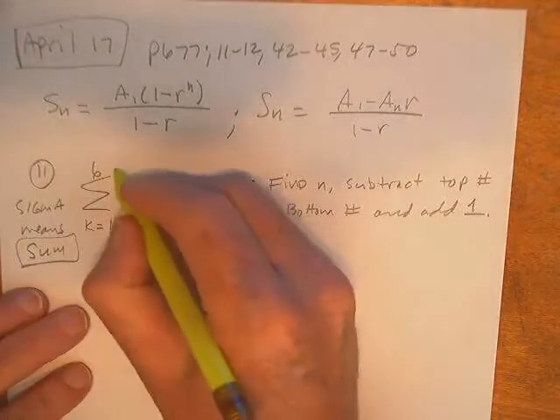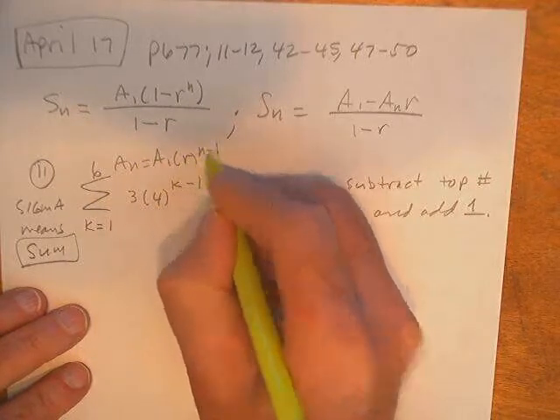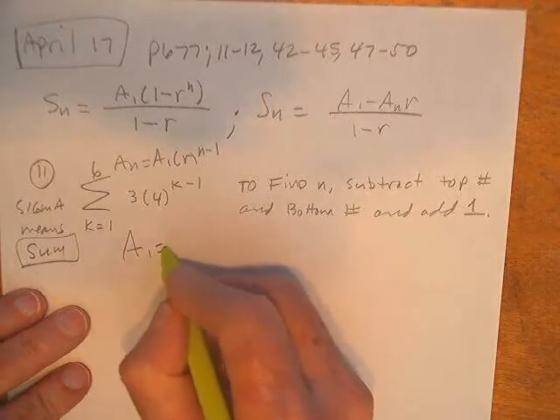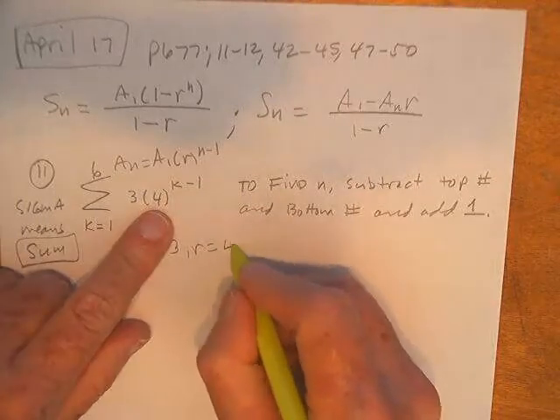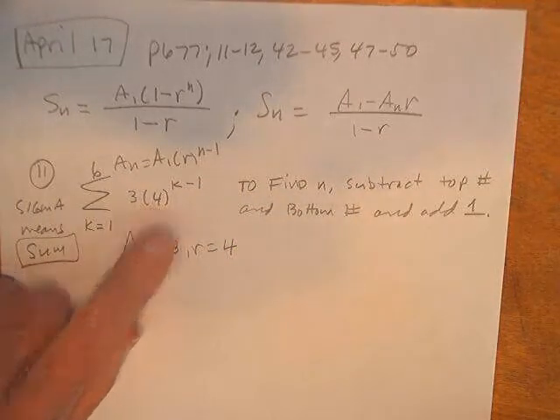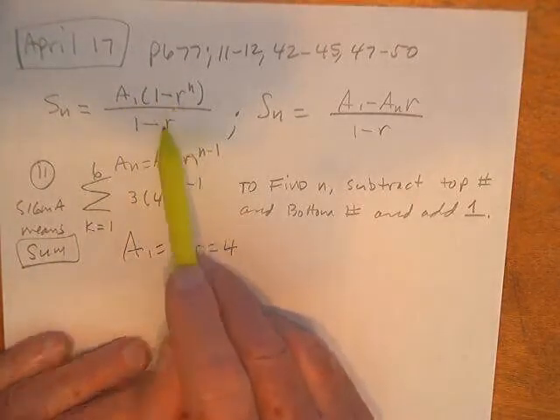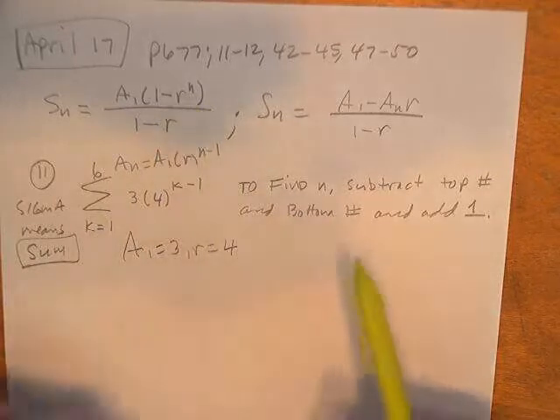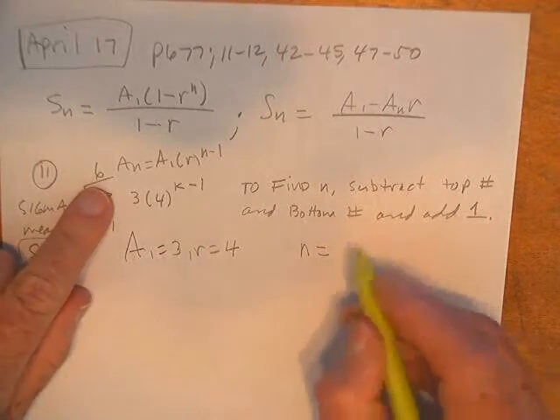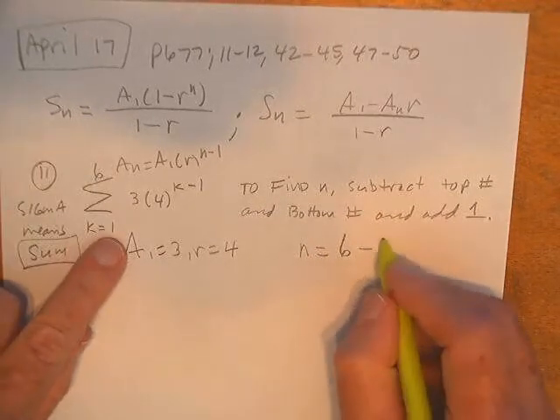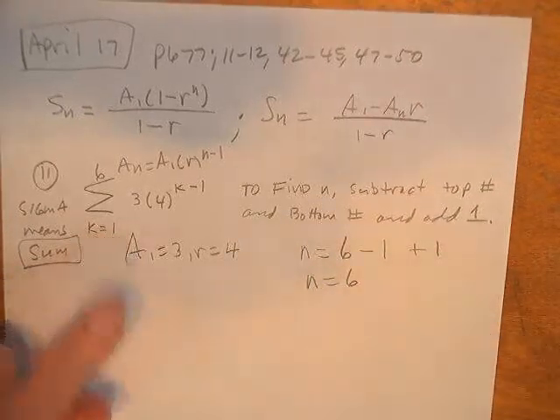And look, this appears to be in this form, which means the first term is 3. We want you to read it. The common ratio is 4. So think about this. I know the first term and I know the common ratio. All I need to find is N. And to find it, we subtract the top number, 6, and the bottom number, 1, and then we add 1. So N is 6.